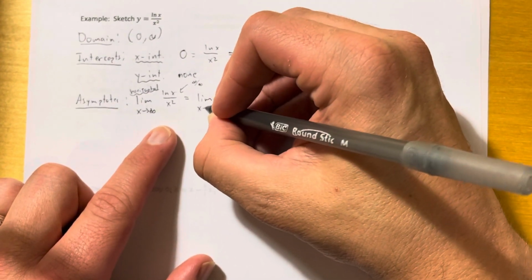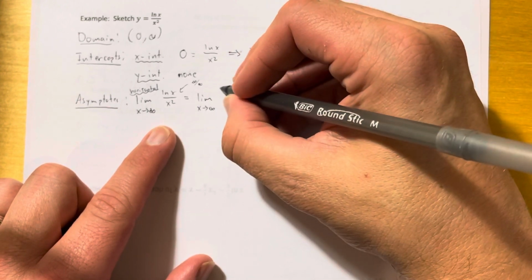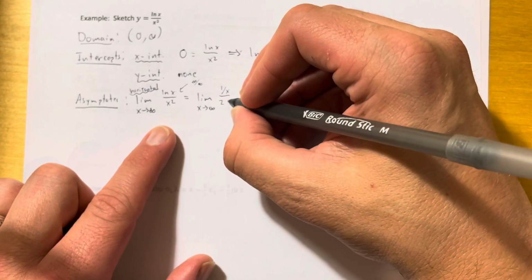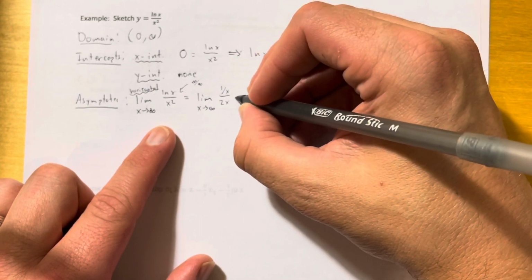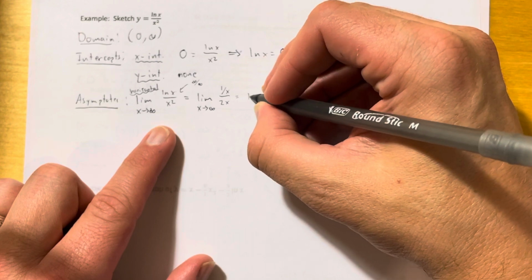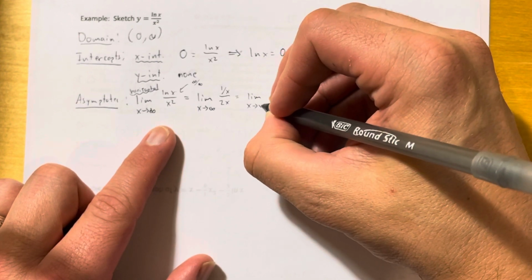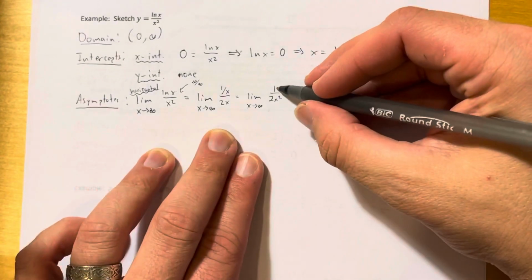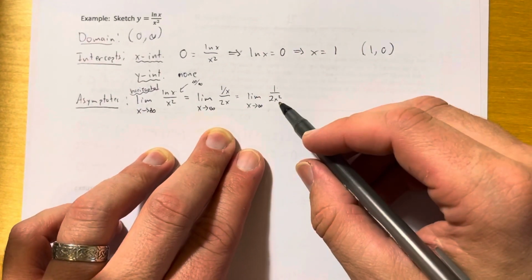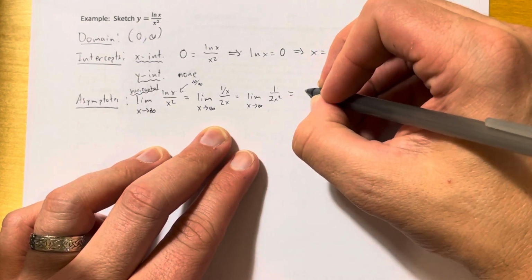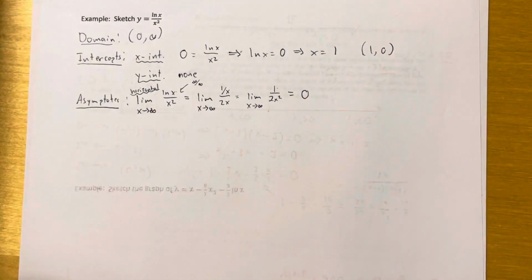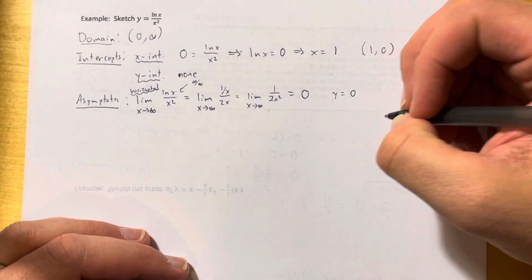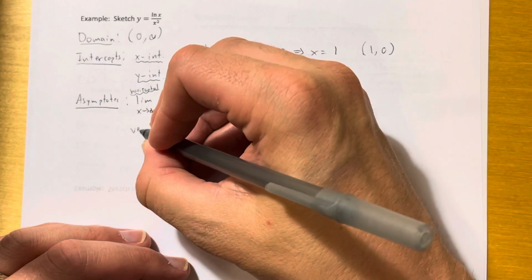This will be equal to the limit as x approaches infinity of, take the derivative of the numerator, 1 over x, over the derivative of the denominator, 2x, which is the same thing as the limit as x approaches infinity of 1 over 2x squared. Now I have a constant in my numerator and a denominator that's going towards infinity, which takes the whole thing to 0. So I have a horizontal asymptote at y equals 0. How about a vertical asymptote?